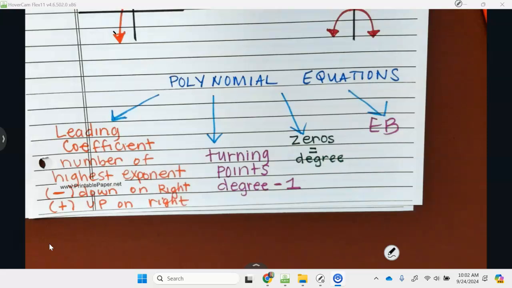All right. So polynomial equations provide us a bunch of stuff. But now we need to talk about what kind of forms polynomials have.